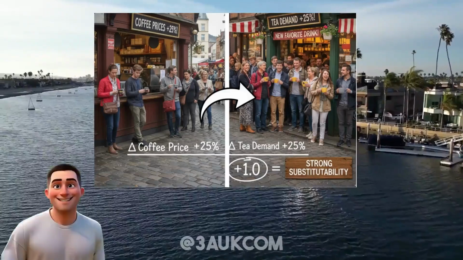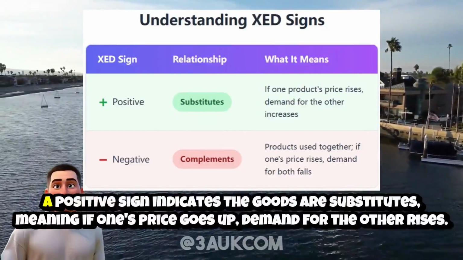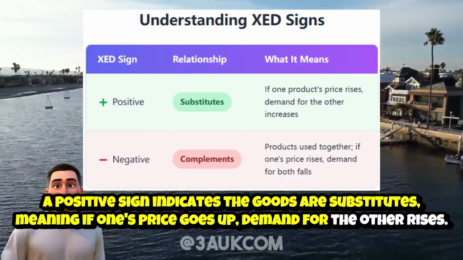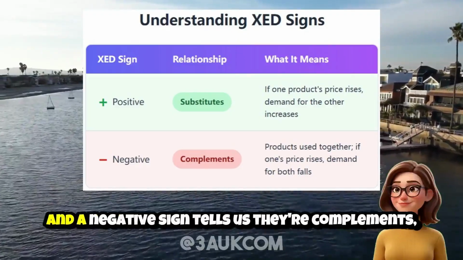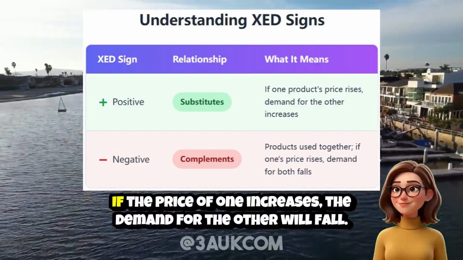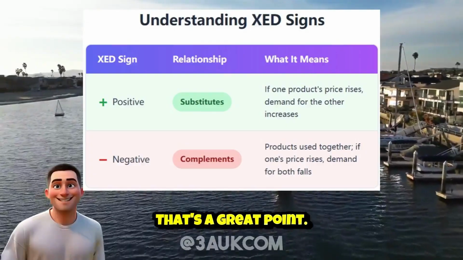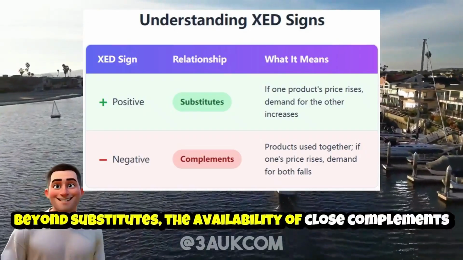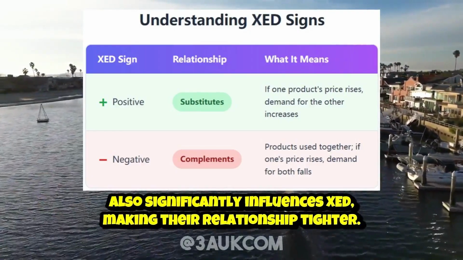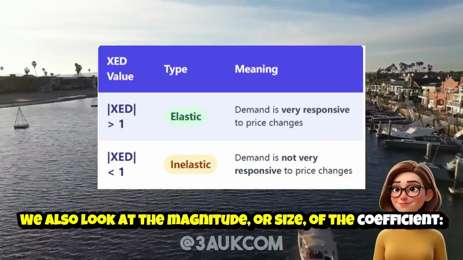substitutability. Absolutely. The sign of the XED coefficient is a big clue. A positive sign indicates the goods are substitutes, meaning if one's price goes up, demand for the other rises. And a negative sign tells us they're complements, meaning they're typically used together. If the price of one increases, the demand for the other will fall. It's a great point. Beyond substitutes, the availability of close complements also significantly influences XED, making their relationship tighter.